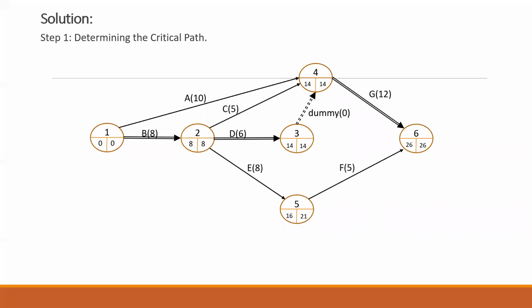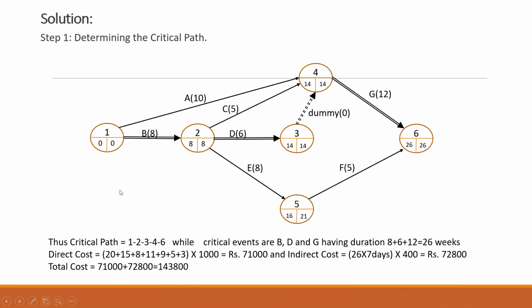Okay, any other question here? Now I have represented my critical path with the double line followed by the arrow here. Immediately we are supposed to calculate the direct cost, the indirect cost, and the total cost for this. So my critical path, as I told you, is 1, 2, 3, 4, and 6, while the activities are D, E, and G. We do not consider a dummy in the calculation because the duration is 0. So the total duration is coming to 26 weeks.